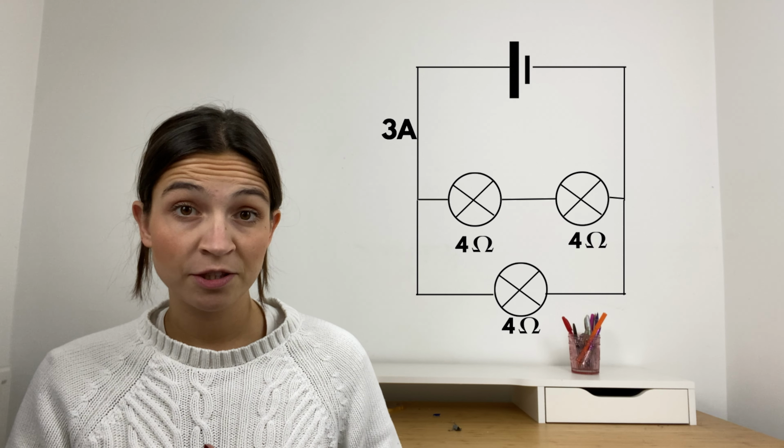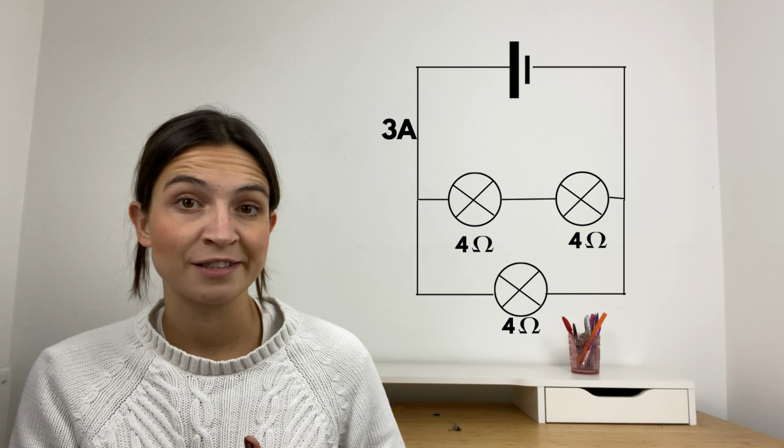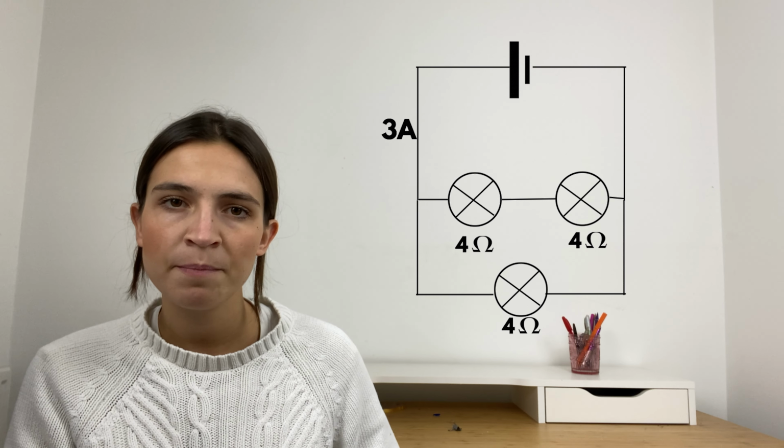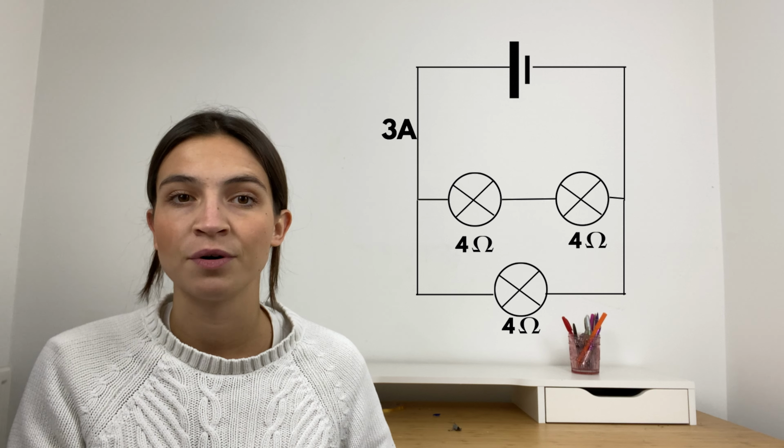The next section of this video is a little bit of an extension. So the resistance actually helps me to decide how my current is going to split, or more likely in what ratio my current is going to split in parallel. Let's imagine I have the following circuit. I've got 2 bulbs in my top branch, both with a resistance of 4 ohms, and I've got 1 bulb in my bottom branch with a resistance of 4 ohms.